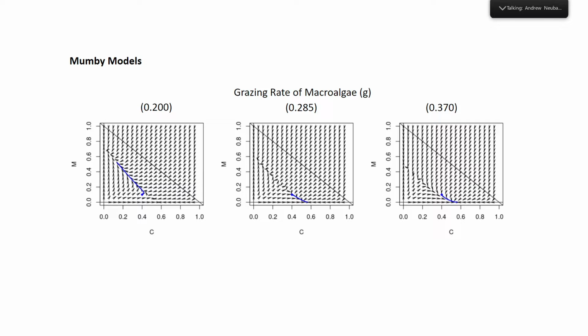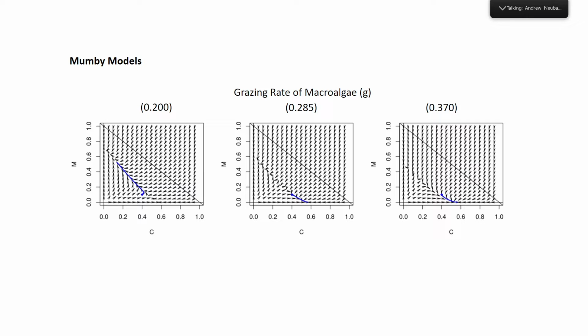On the left side, the first vector field displays a model with a grazing rate of 0.2. And in this model, a trend towards macroalgae dominance and coral death can be seen, where macroalgae thrives, turf takes up the remaining space, and coral dies out.